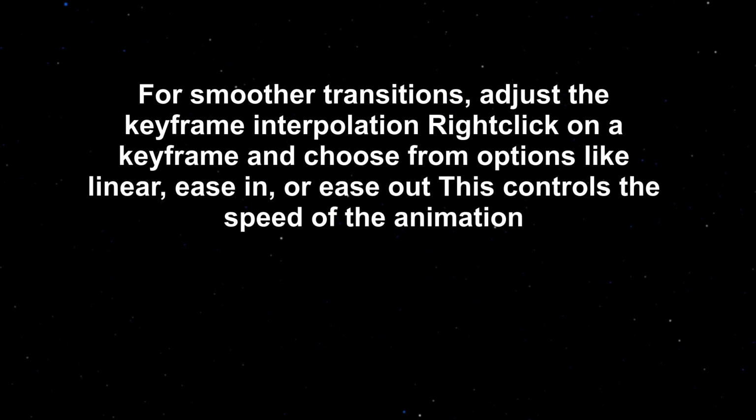You can add as many keyframes as you need to create complex animations. Experiment with different properties to achieve the desired effect. For smoother transitions, adjust the keyframe interpolation. Right-click on a keyframe and choose from options like linear, ease in, or ease out. This controls the speed of the animation.